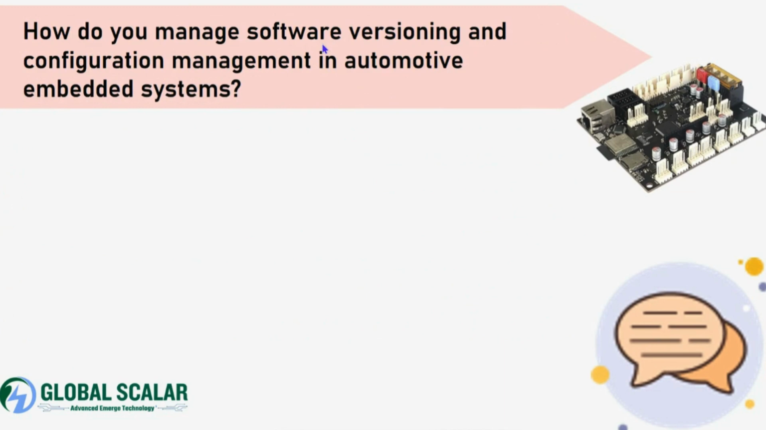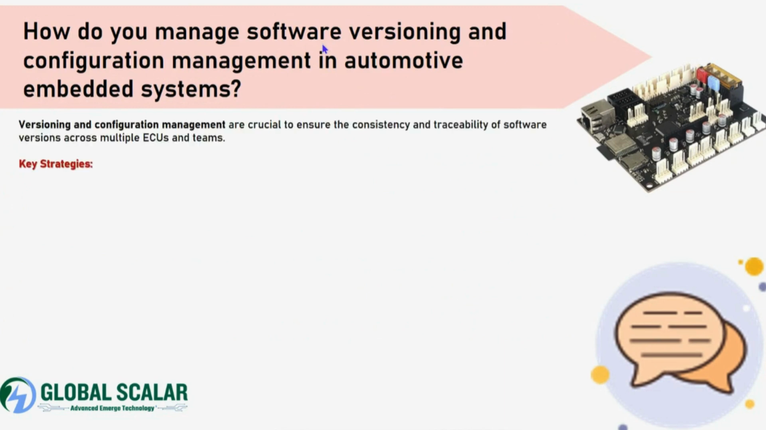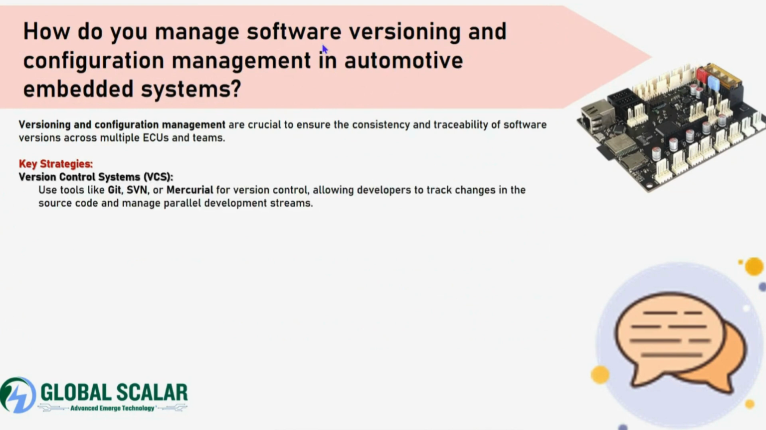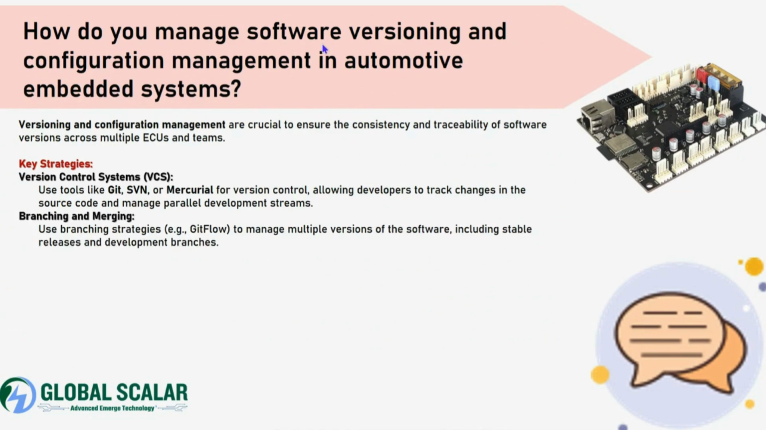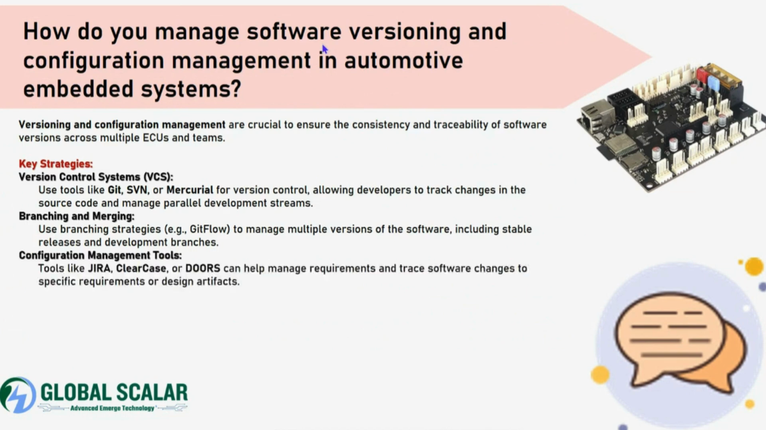How do you manage software versioning and configuration management in automotive? Version control with Git, SVN, and other tools can be used for code updates, and branching and merging should be followed in Git. Configuration management should be tracked with Jira, ClearCase and DOORS. That helps us manage our requirements.